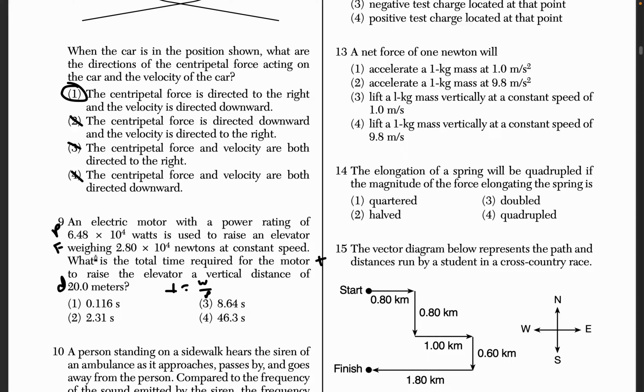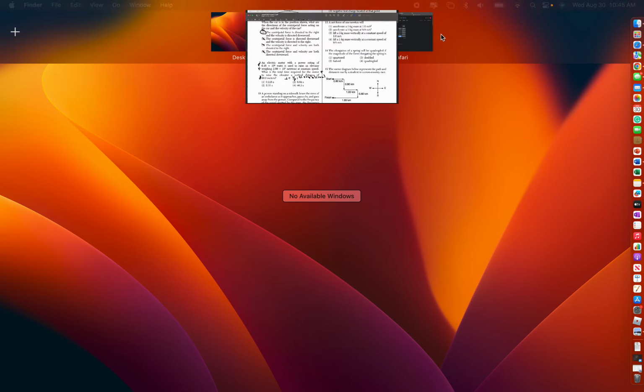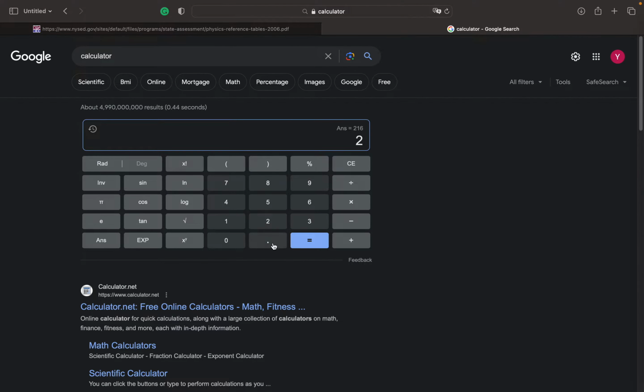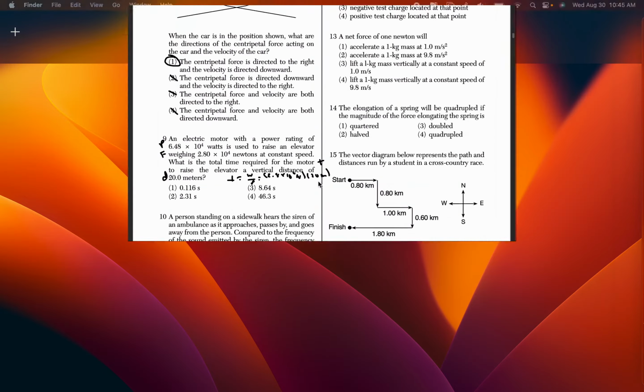Now, we have to solve for the work. Work is equal to the force times the displacement. We have our power, so we only have to find the work and we get the question correct. Work is equal to the force, which is 2.8 times 10 to the 4th newtons, times a distance of 20. Let's do that right now. 2.8 times 10 to the 4th power times 20 is 560,000.